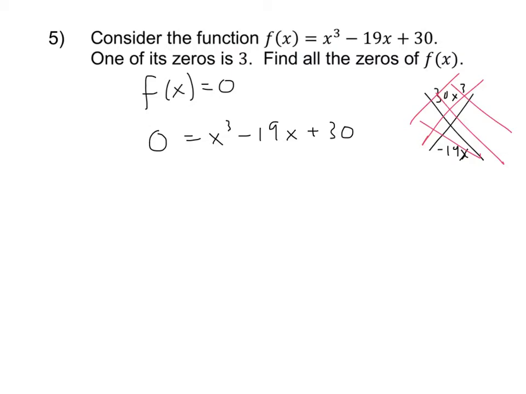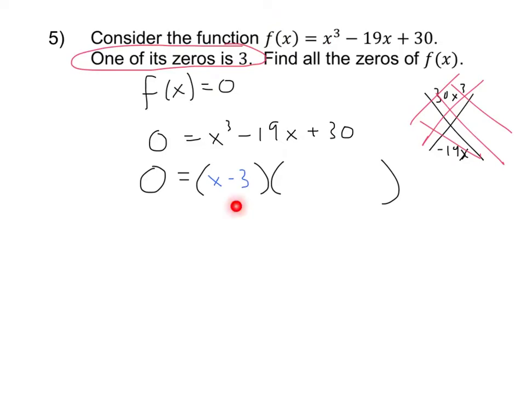Well, luckily, look at this sentence. It tells us that one of the zeros is 3. Let's think about what that means. If we know that one of the zeros is 3, that tells us a little bit about how this factors. What would be inside here? If one of the zeros is 3, then this factor would have to be x minus 3. Because if we were to go to the end and use the zero product property, we would get x minus 3 is equal to 0, we'd solve for x and get 3. So this would have to be x minus 3.